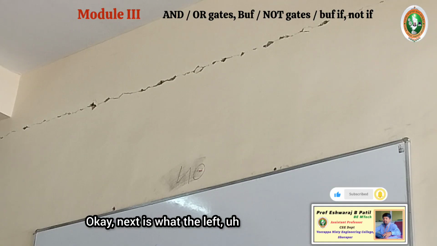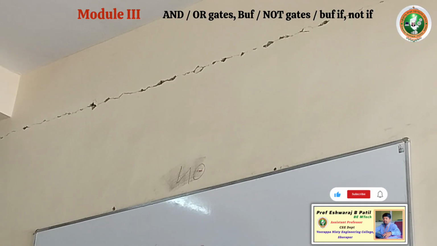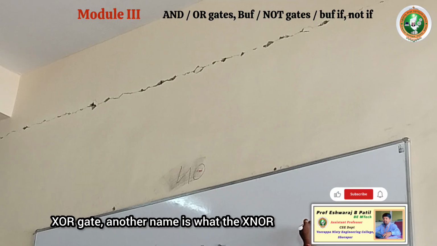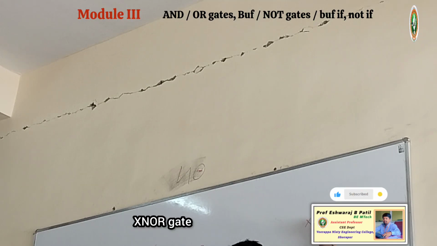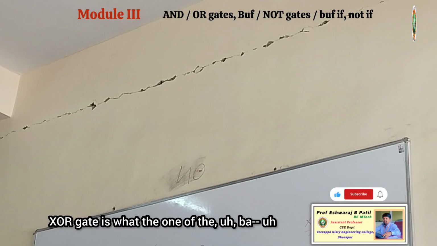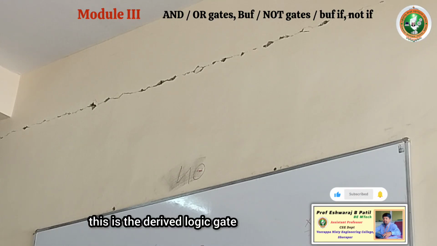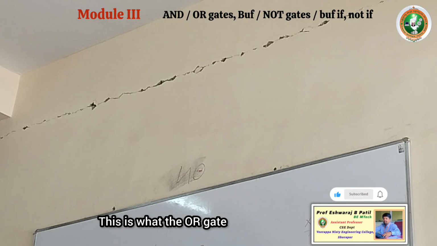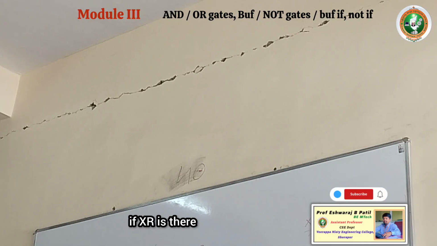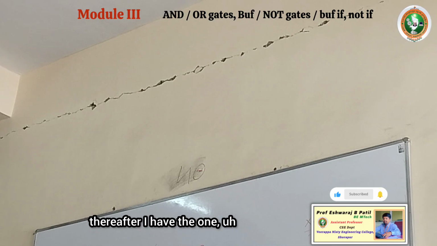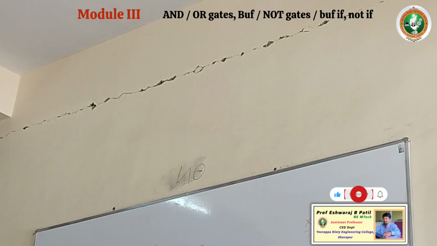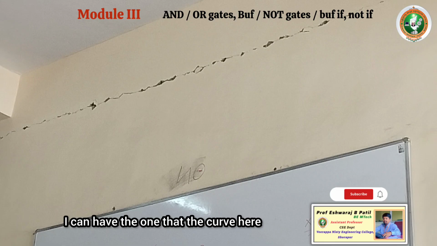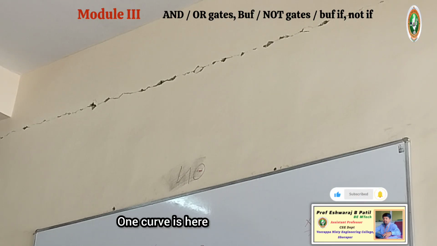Next is the XOR gate. Another one is the XNOR gate. The XOR gate is one of the derived logic gates. I can define this XOR gate as the OR gate, and before the input I have one curve here.